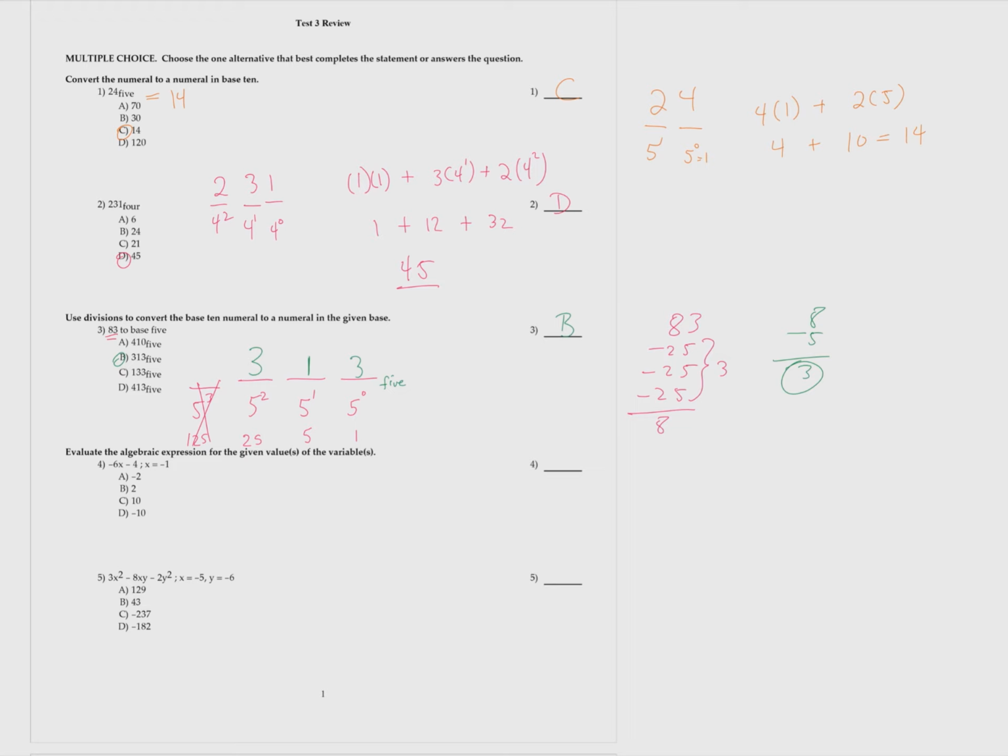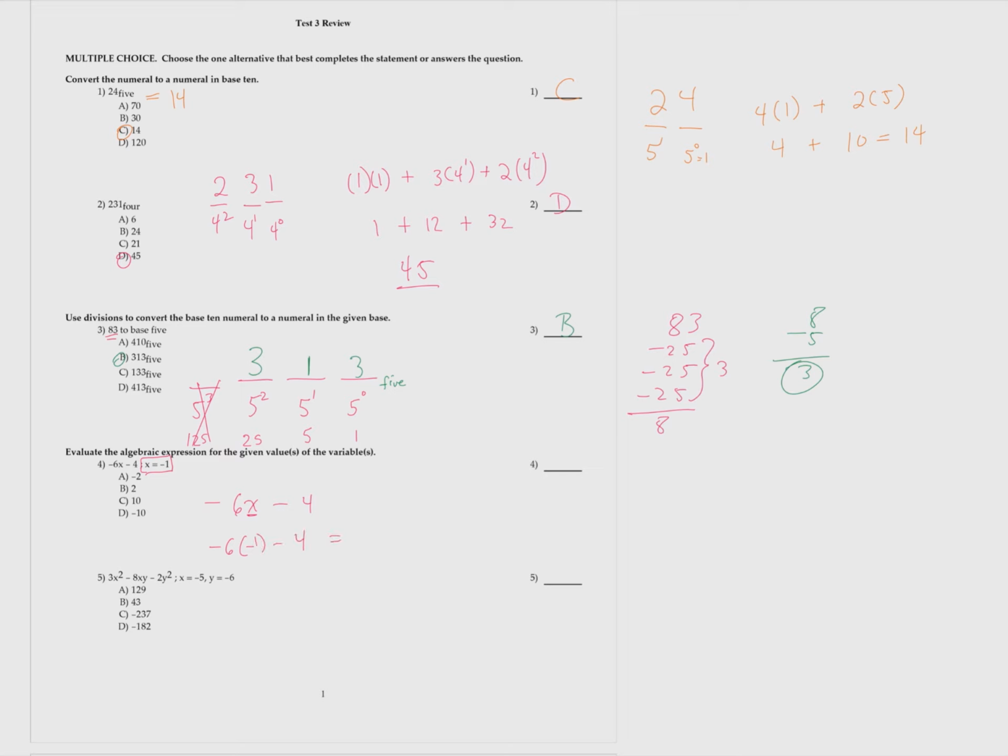All right, number 4. Number 4 and 5 are both asking us to plug in numbers into the expression and evaluate what the answer is. For number 4, there's only one variable, so the equation is -6 times x minus 4. This part is what x is going to become when I plug it in. So what am I going to replace x with? According to the problem, I want to replace it with -1. So instead of saying x, I'm going to say -6 times -1 minus 4.